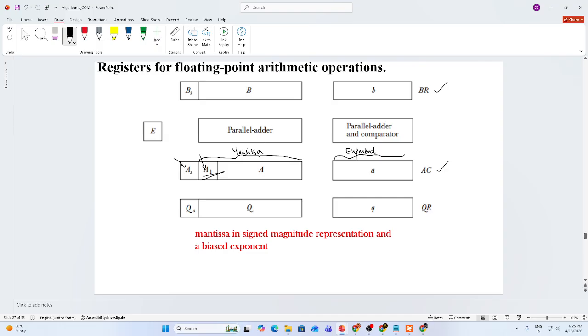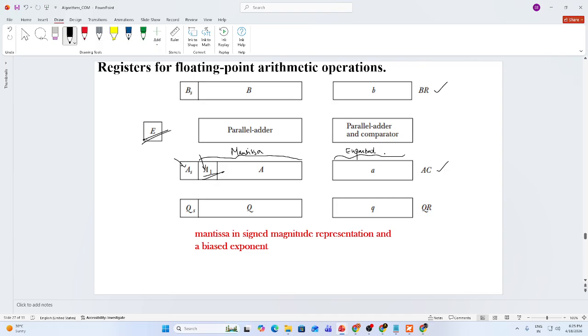We know that for performing addition and subtraction we require a parallel adder. You know this parallel adder, and the carry of this parallel adder is stored in E. With this parallel adder I can perform addition and I can have this carry bit E.